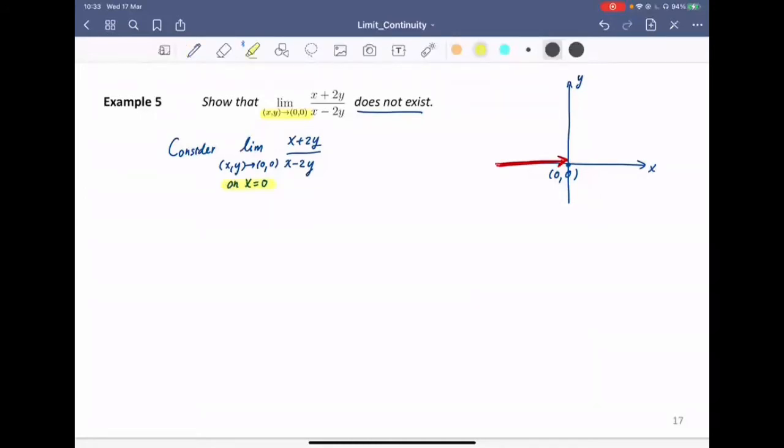So we know that with respect to this notation, I'm going to compute the limit with respect to x equal to 0. By this, I mean you can plug in the number 0 here, because you just pick the line x equal to 0.